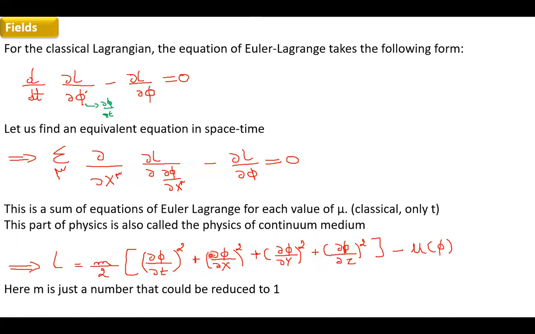So you have to consider the derivative over the 4 dimensions, not only the dimension of time as in Newtonian physics, but the 4 dimensions all together: t, x, y, and z. That's why the derivatives are partial derivatives according to each dimension. So here we have 4 dimensions, 1 time and 3 spaces. Of course, minus u of phi, which is the potential energy. Here, m is just a number, just a scalar. You can reduce it to 1 or to any value. Don't think of m as the mass of the particle. M is just a number.